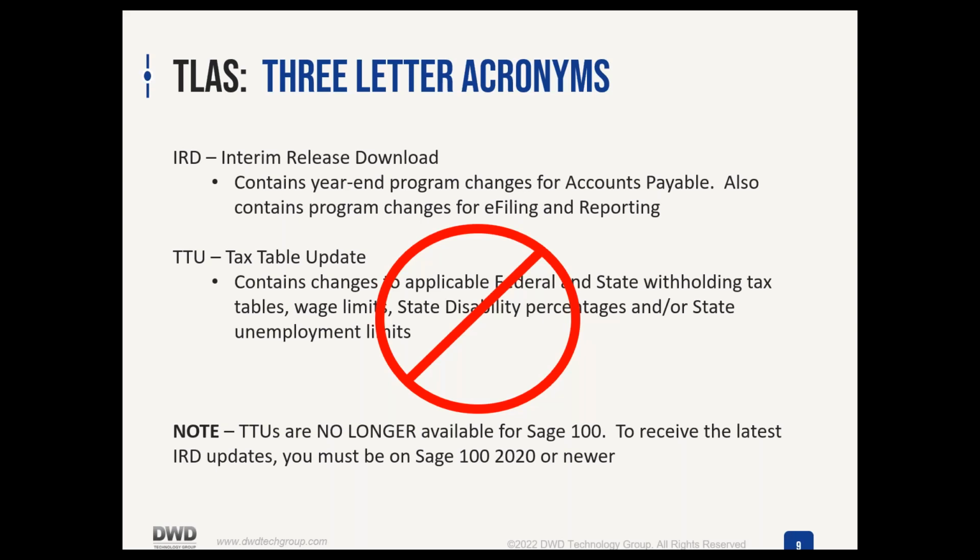If you're really used to using the payroll, you've noticed that you would frequently get prompted, hey, there's a tax table update out there, you want to go ahead and get that installed. As a point of note, tax table updates are no longer available for Sage 100, and if you want to install the latest IRD updates, you must be on Sage 100 2020 or newer. For those of you that have not upgraded for a while, we probably need to look at that and make sure you are in a position to take advantage of all of the functionality that is available.